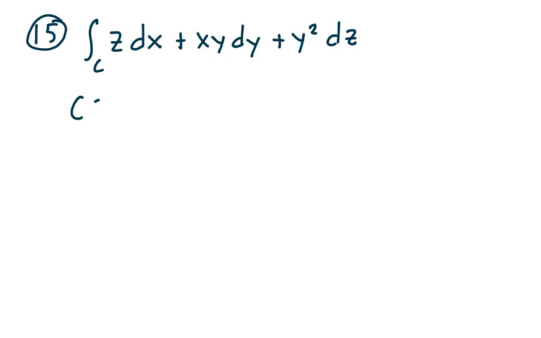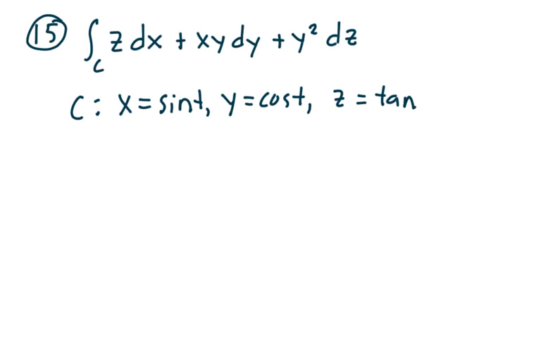Now, C is described by the parametric equations x equals sine t, y equals cosine t, and z equals tangent t. And remember, t is less than or equal to pi over 4 and greater than or equal to negative pi over 4.